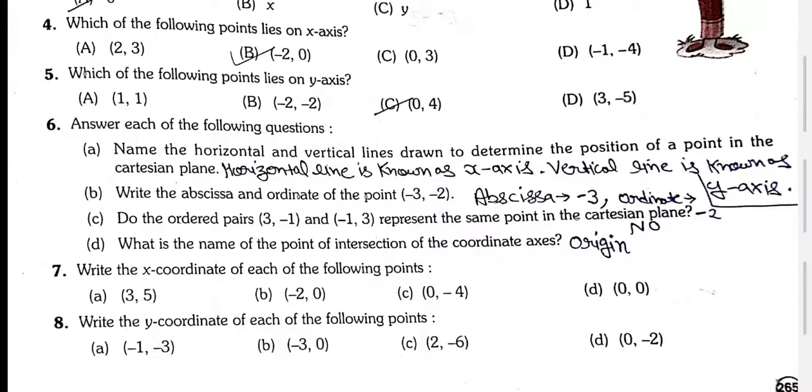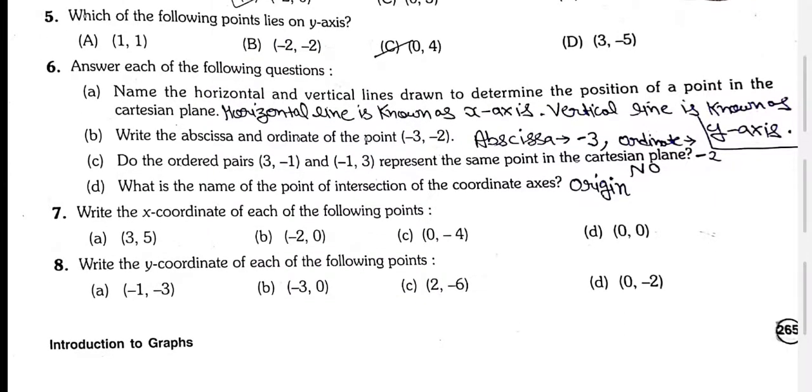Okay, what is known as the horizontal line? Horizontal line is known as the x-axis, and the vertical line is known as what? Y-axis, as I told you in the basic concept. So horizontal line is known as the x-axis and vertical line is known as the y-axis. Write the abscissa. Abscissa means x-axis and ordinate means y-axis. What is the abscissa? Abscissa is minus 3 and ordinate is minus 2. So right here abscissa is minus 3 and ordinate is minus 2.